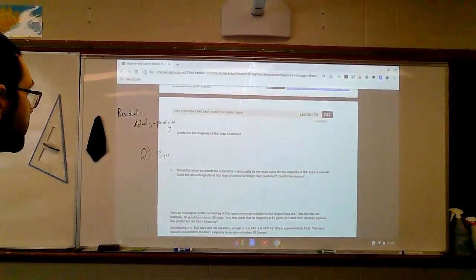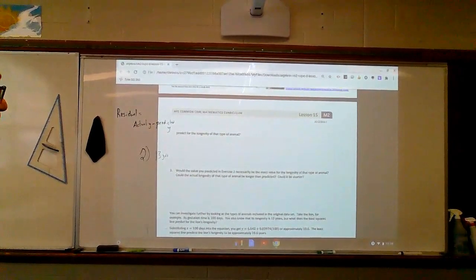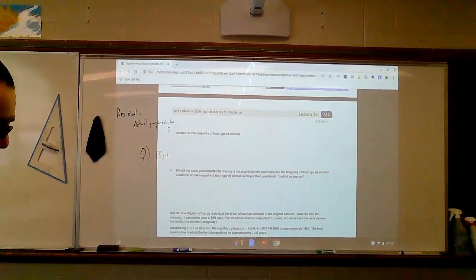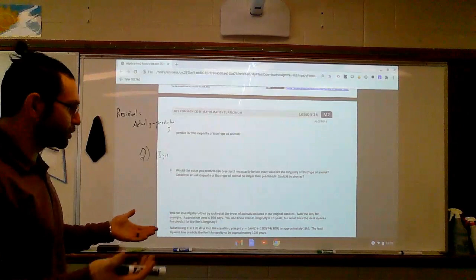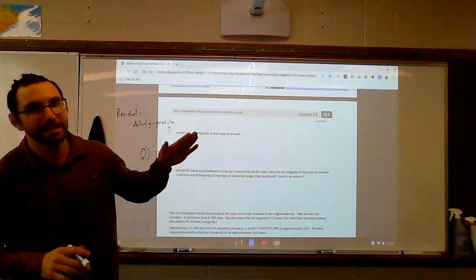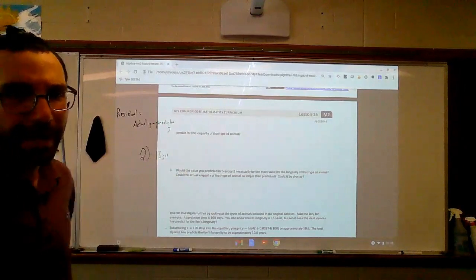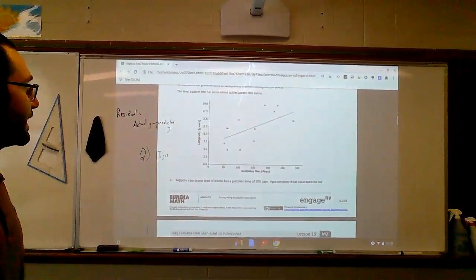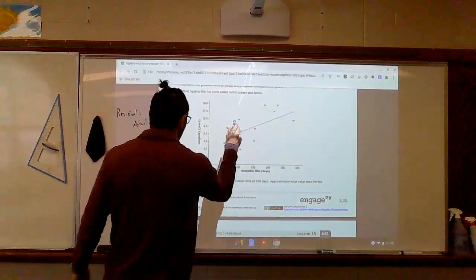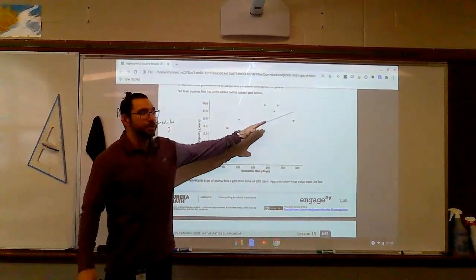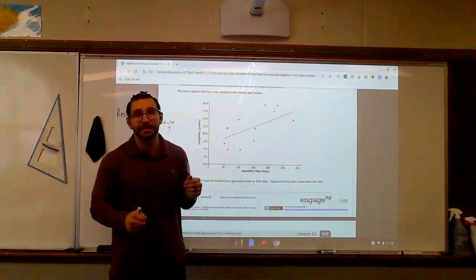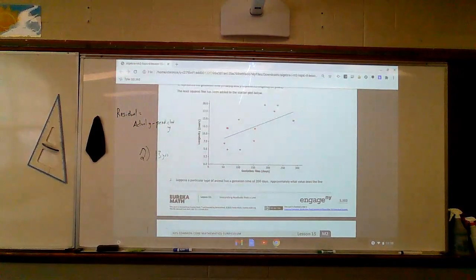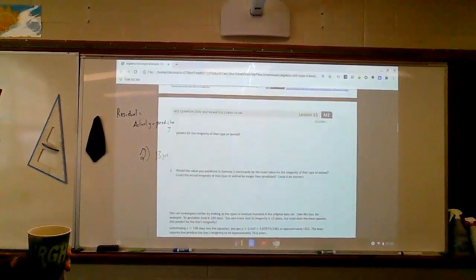Would the value you predicted in exercise 2 necessarily be the exact value for the longevity of that type of animal? Well, no. Could the actual longevity of that type of animal be longer than predicted? Sure, it could. Could it be shorter? Sure. It's a prediction. This is the line of best fit. If you notice, when we go back to this graph, there is not a single actual value on this line. These are predictions for all the animals. Based off of what we have, this is the best guess that scientists, in our case, mathematicians, came up with. But this is what scientists do. They use lines of best fit.